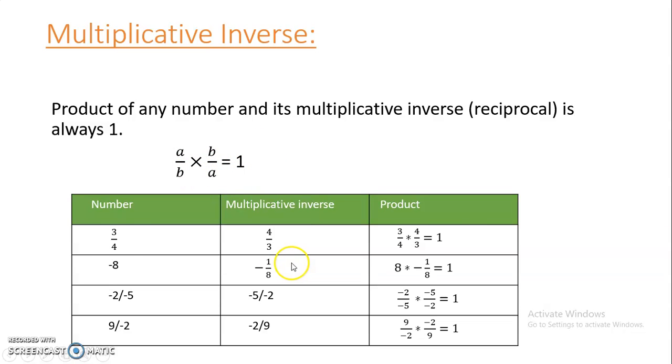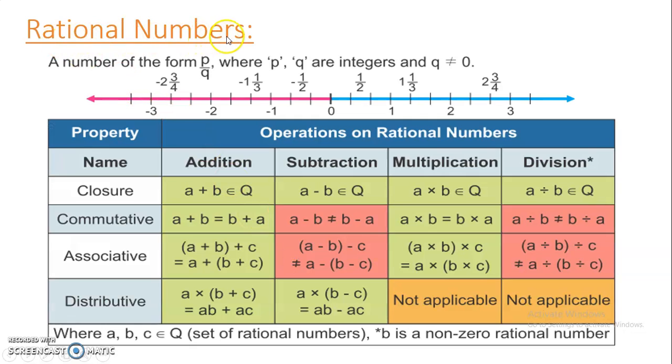Now see, the rational numbers are the numbers in the form of p by q, where p and q are integers and the denominator can never be 0. So these are all the properties. Till now we have studied all the properties of the rational numbers, that is, the closure property. When you add, subtract, multiply, or divide any two rational numbers, the answer is going to be a rational number. Then the commutative property.